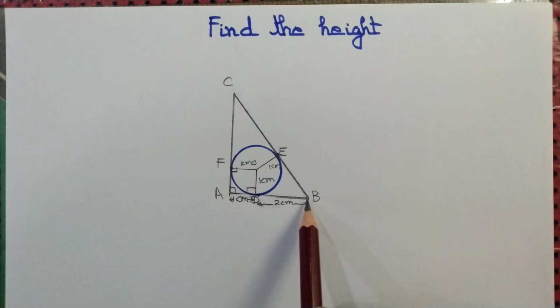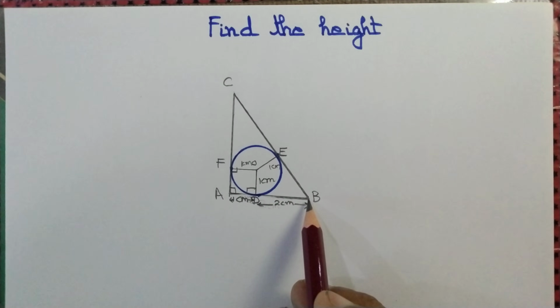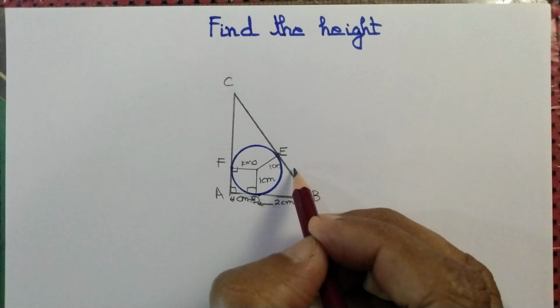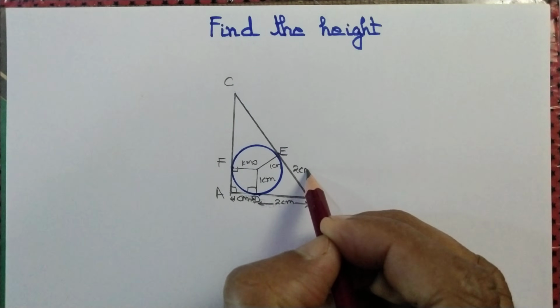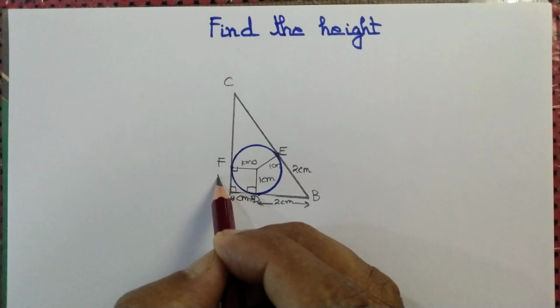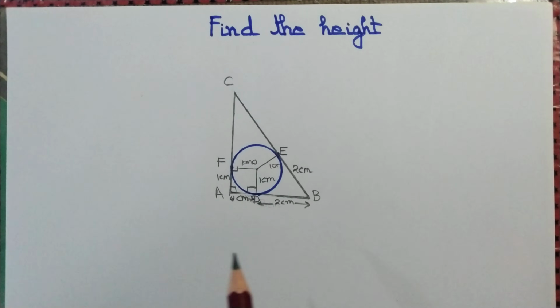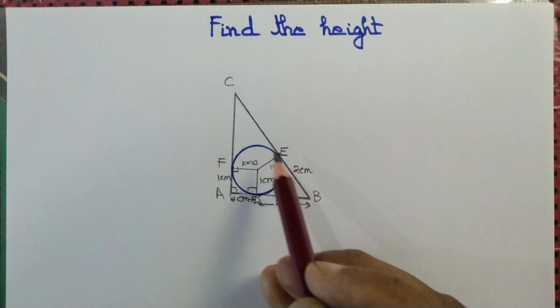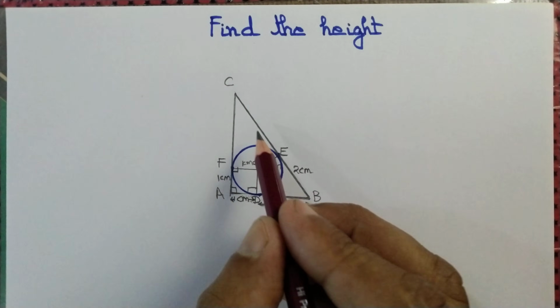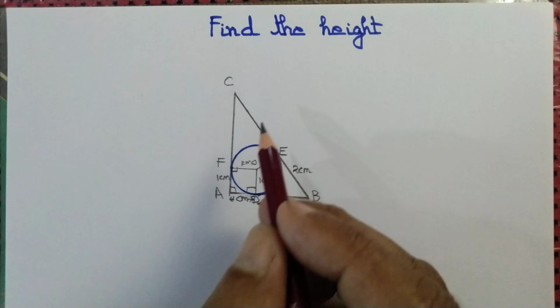Now observe that B is an external point to the circle and BD is the length of tangent, and EB is also the length of tangent from the point B. So those two must be equal, and we can say EB measures 2 centimeters. AF measures 1 centimeter. We tend to know most of the sides except for CE and CF in triangle ABC.